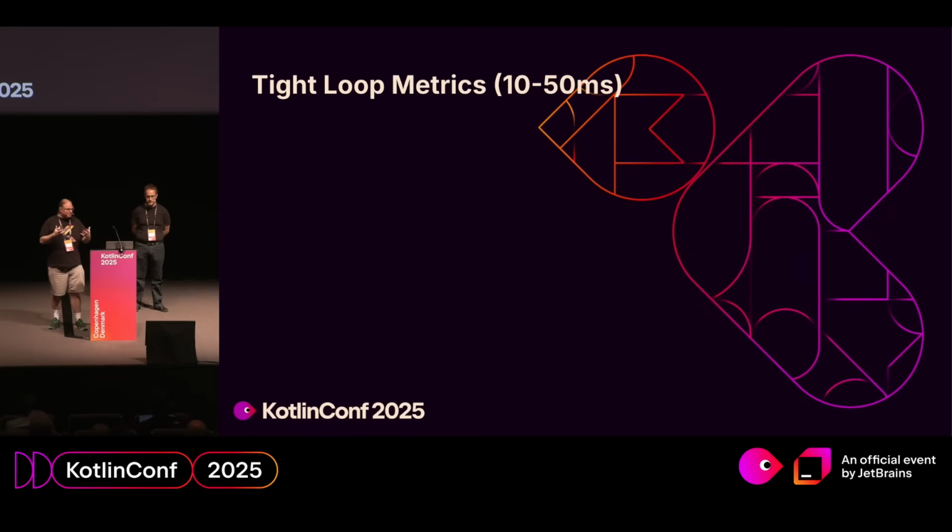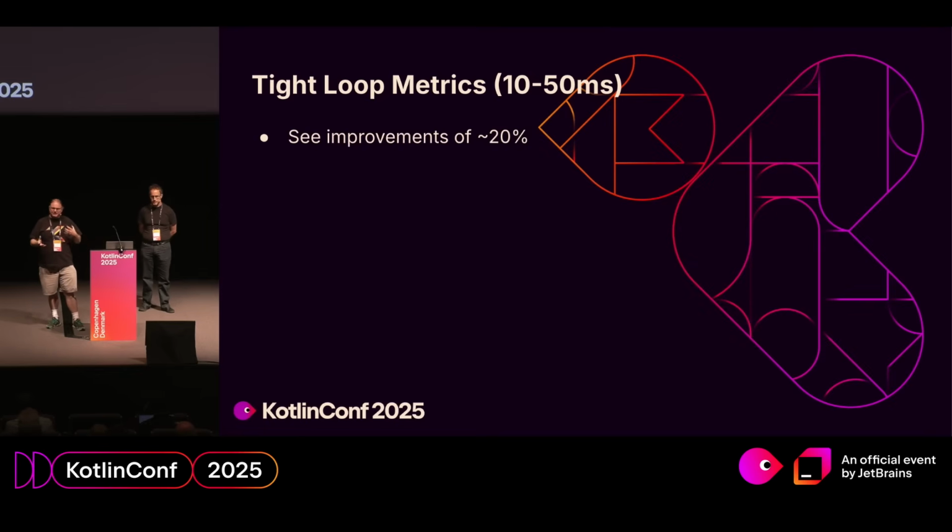So, tight loop metrics. I'm talking about metrics that are in the 10 to 50 millisecond range. We saw an improvement of 15 to 20% across the board in all of the metrics we measured in this range. And that was out of the box at the beginning of the year with the experiment. No work necessary. Kotlin native had that speed improvement.